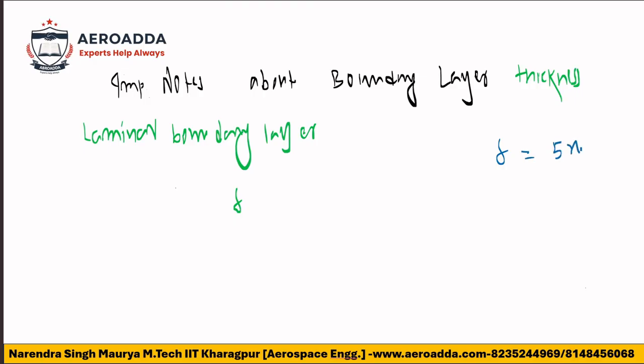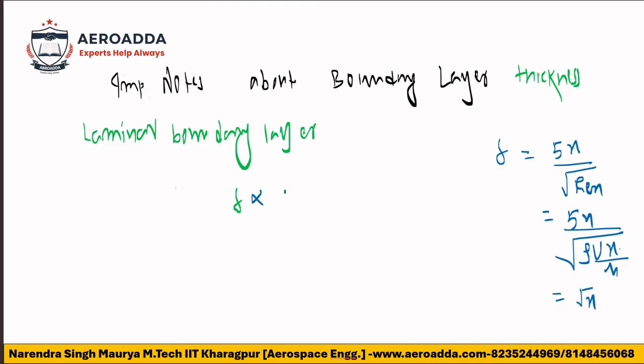As per Blasius law, delta is 5x by root of Rex. We have Rex is nothing but rho Ux by mu. So 1 by root of x: in numerator you have x, in denominator you have root x. If you simplify, delta is always directly proportional to root x. This was very important. It is asked in your exam. This is for the laminar boundary layer.